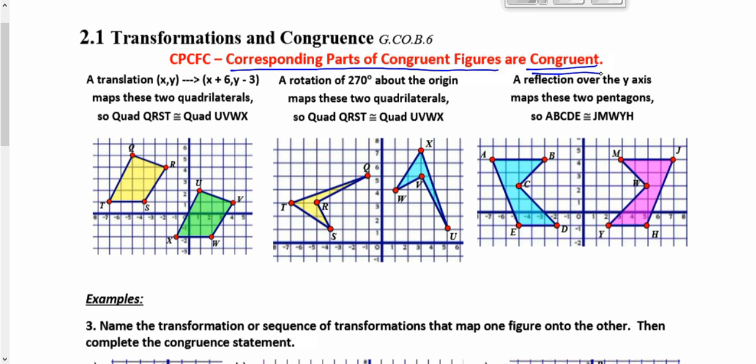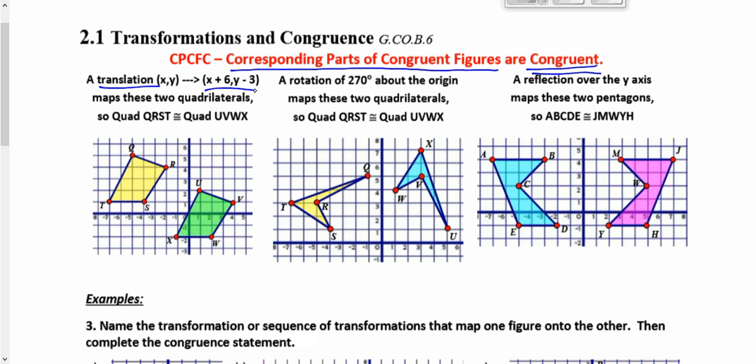So this first one here, they did a translation. Which way did it move? Right 6 and down 3, okay? Are they congruent? Yes? Translations are rigid motions, aren't they? Yeah. So no matter where you move it, it's not going to change the size, okay? So here's the congruence statement. Quadrilateral QRST is congruent to UVWX, okay?